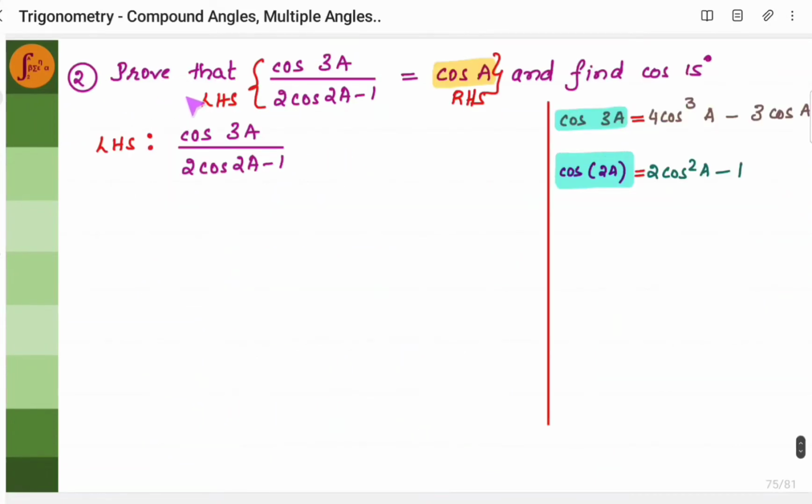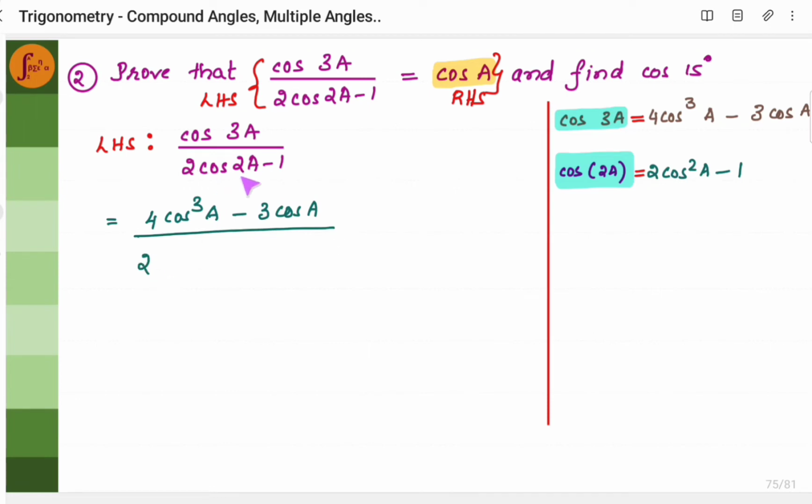Now let's solve this problem where we have to prove that cos 3a by (2 cos 2a minus 1) is cos a. Again, let's start with LHS. This entire thing is LHS and cos a is RHS. Now, what is the cos 3a formula? Cos 3a is 4 cos cube a minus 3 cos a. So let's substitute 4 cos cube a minus 3 cos a.